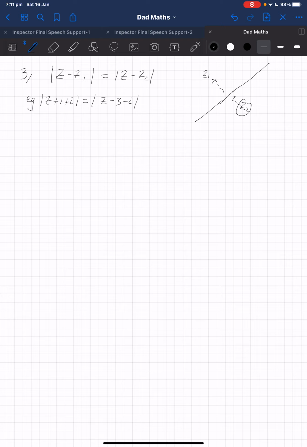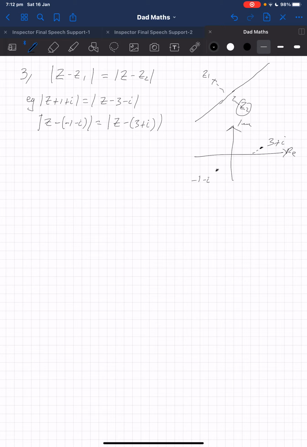Okay, so in this example, we have the modulus of z plus 1 plus i equals the modulus of z minus 3 minus i. The first thing to realize is that we need to write it as z minus z1, so this is the modulus of z minus (minus 1 minus i) equals the modulus of z minus (3 plus i). So in this case, we label where these complex numbers are. Minus 1 minus i is here, and 3 plus i is over here.